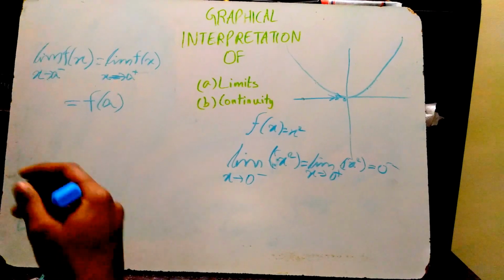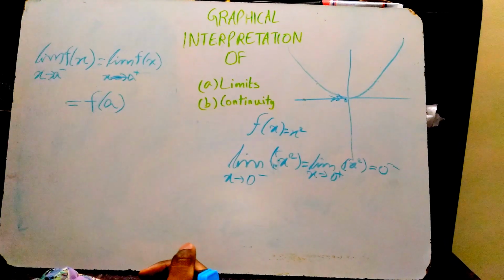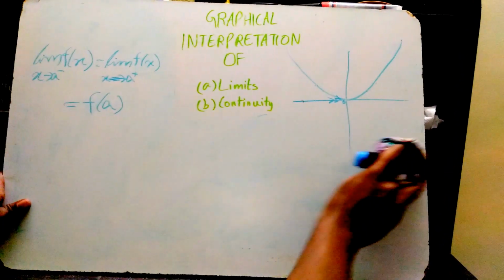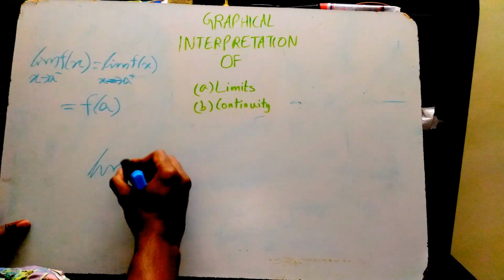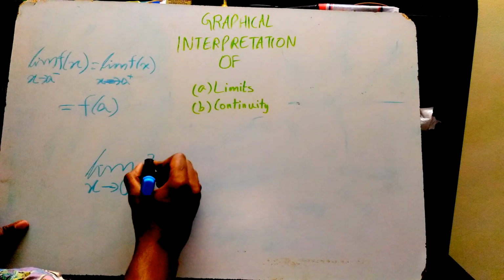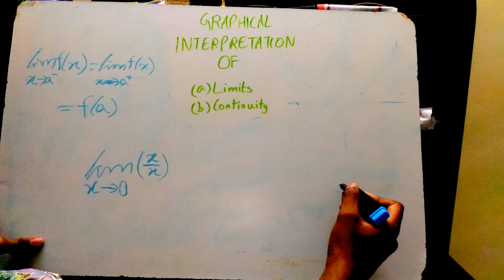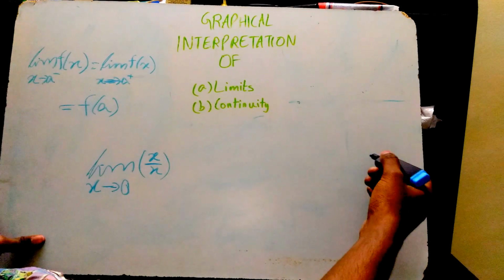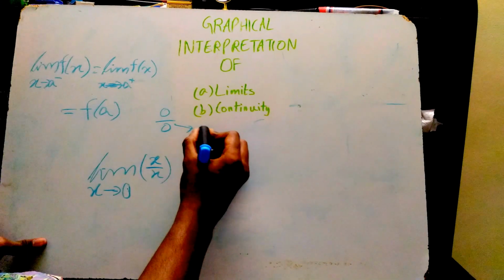Now since we have understood the concept of limit and continuity with graphical visualization, I would like to evaluate a few limits. For example, limit x tends to 0 of x square by x. If we try to substitute the value, 0 square by 0, we get the form 0 by 0, which is undefined.